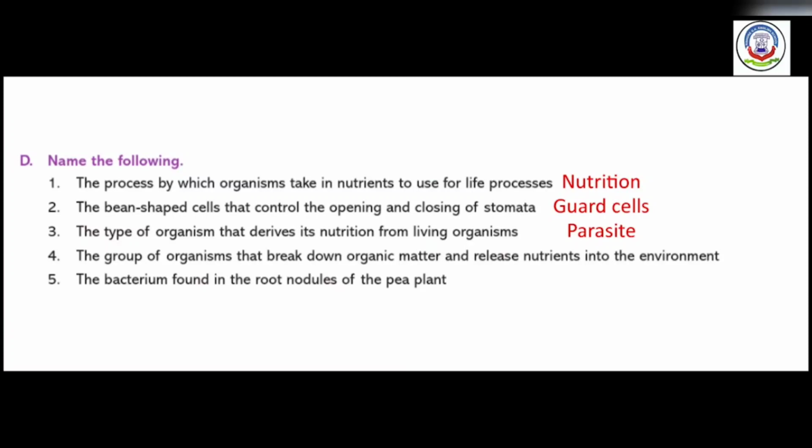Number 4. The group of organisms that break down organic matter and release nutrients in the environment. Answer is saprophytic organism. Number 5. The bacterium found in the root nodules of the pea seed. Answer is Rhizobium.